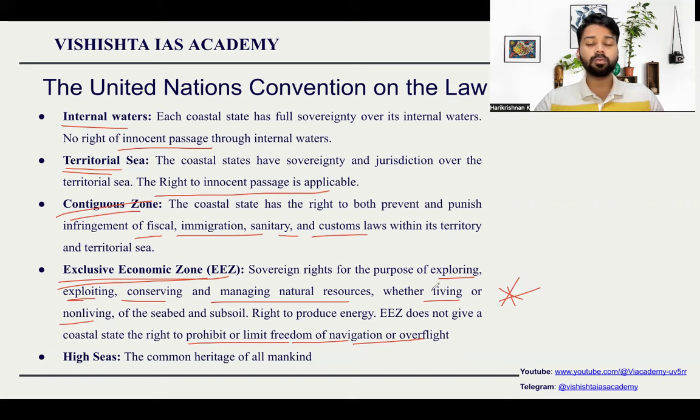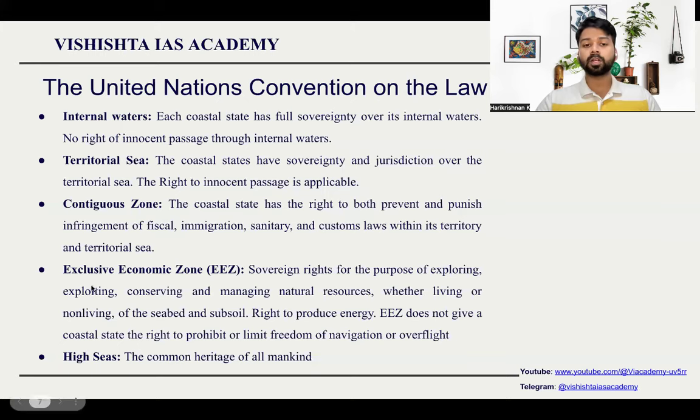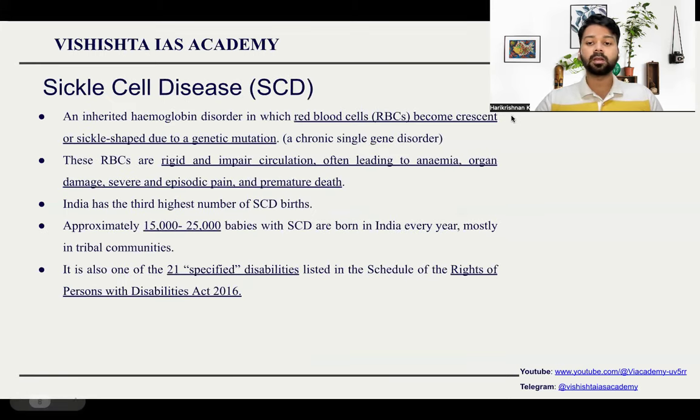In the exclusive economic zone, we cannot have sovereignty to manage the entire system. We can have sovereign rights over the resources, over the fish, over the minerals, or we can use it to generate electricity, etc. But we cannot claim it as our region. That cannot happen. High seas are the common heritage of all mankind. No one can claim any kind of rights in the high seas.